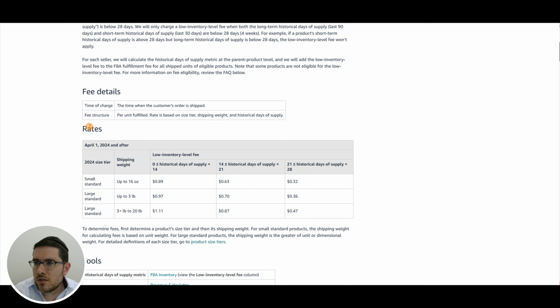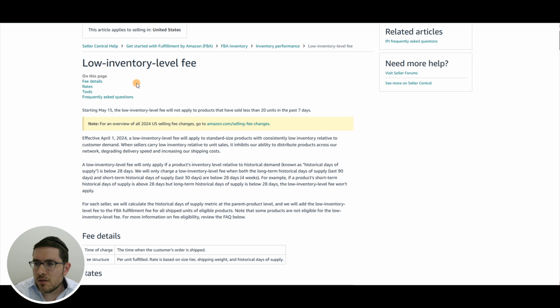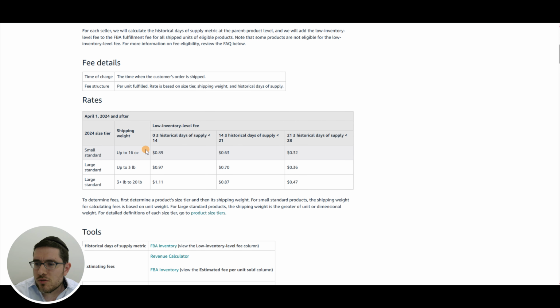So Amazon's low inventory level fee help page shows the fee. You could see it's based on different size tiers. So based on how big your product is and how much it weighs, you will pay up to $1.11 extra per unit shipped if you are in the highest tier of this fee. The lowest tier will be only 32 cents per unit. Still, this could add up very quickly.